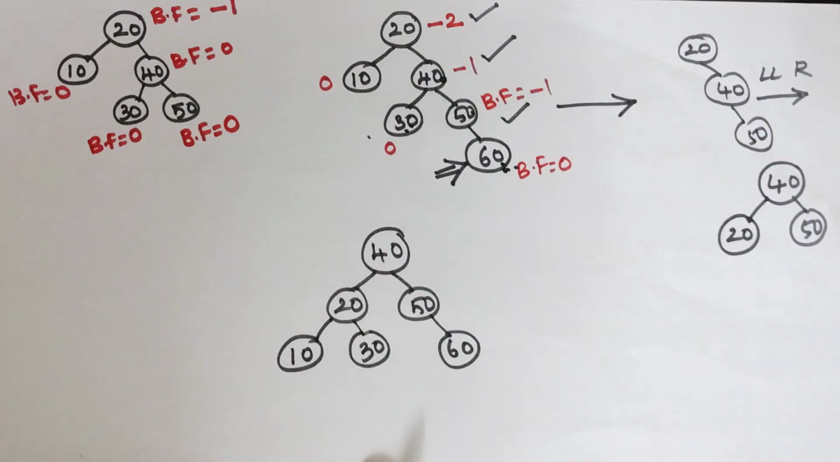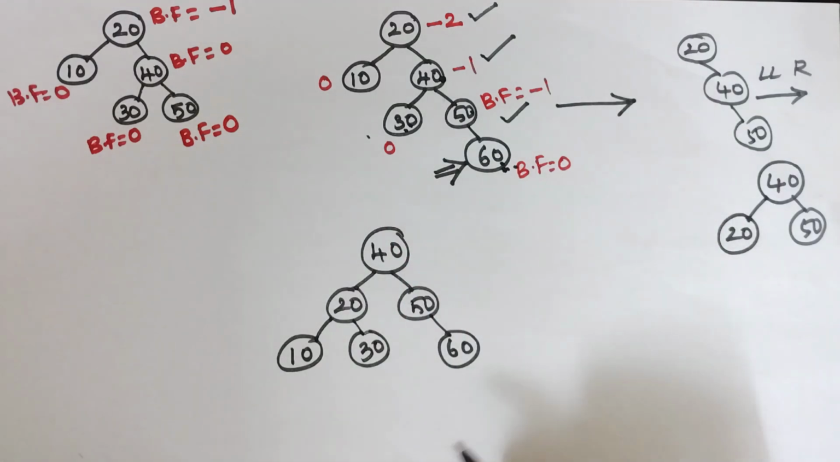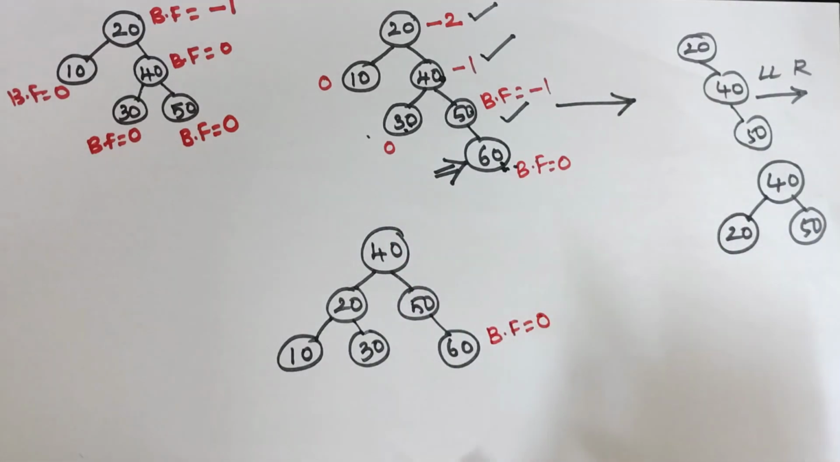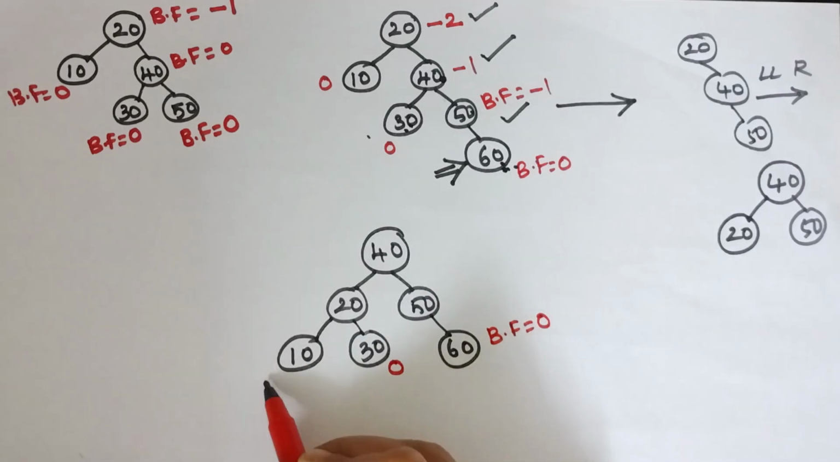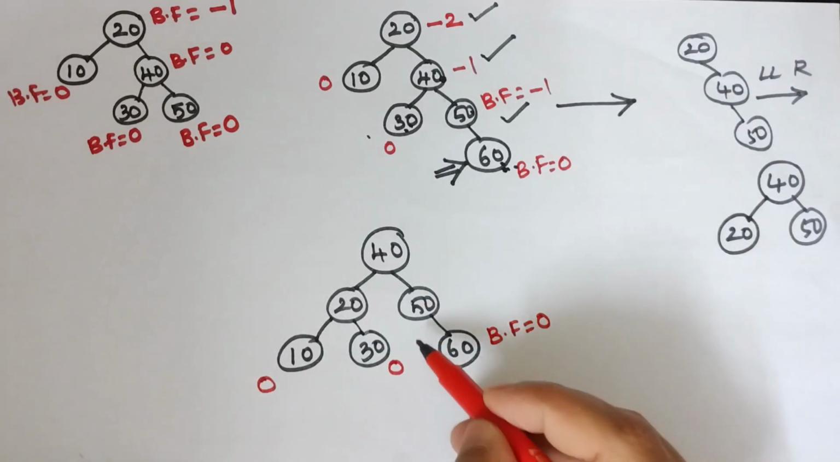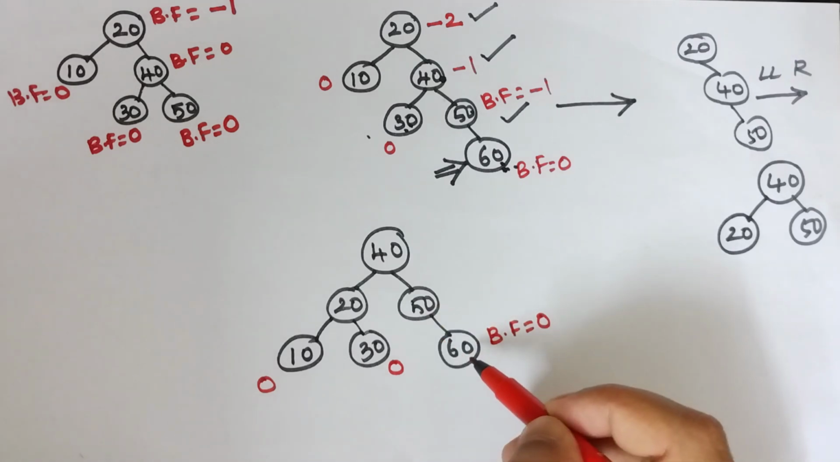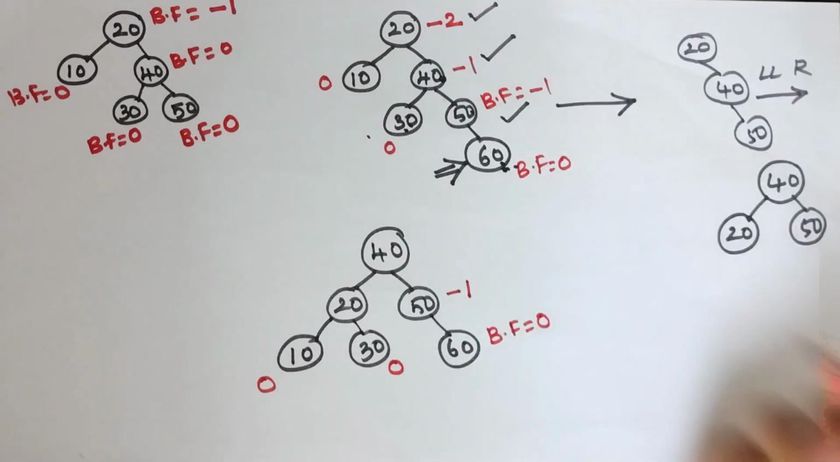Now after that, we placed all the node elements. Now we need to find the balance factor, and balance factor for 60 is 0 because it is a leaf node. 30 is also 0, 10 is also 0. Coming to 50, what is the left hand side height? It is 0. What is the right hand side height? 1. So 0 minus 1, minus 1.